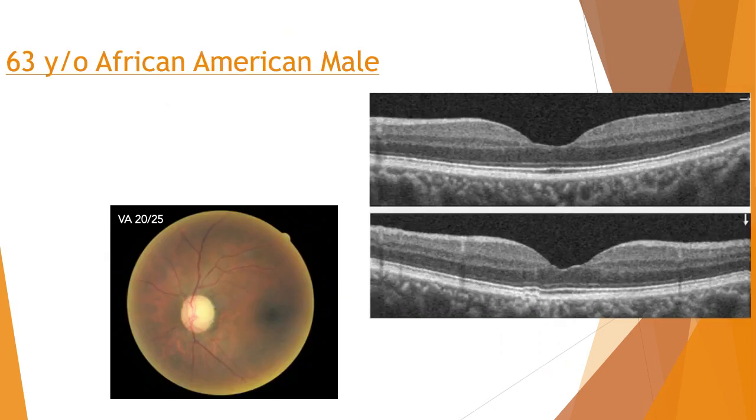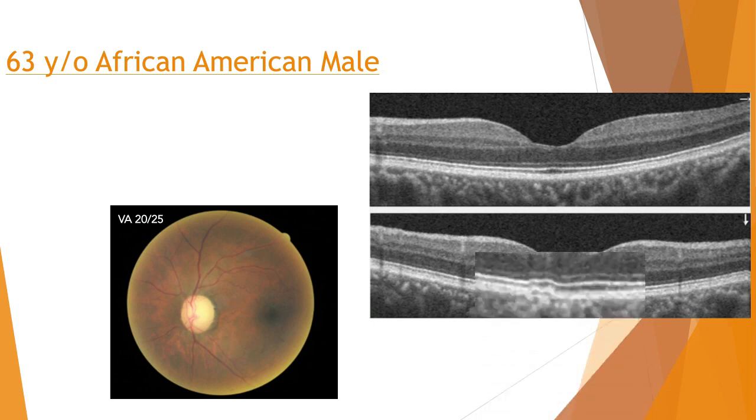Here's another patient, a 63-year-old African-American male. We were following him for glaucoma. The patient had a vision of 20/25. Part of the glaucoma workup was to obtain a GCC. When we did the GCC, we got a horizontal and a vertical cut of the retina. The horizontal cut was completely normal. However, the vertical cut showed an area of abnormality at the level of the RPE. You can see there are very subtle changes.